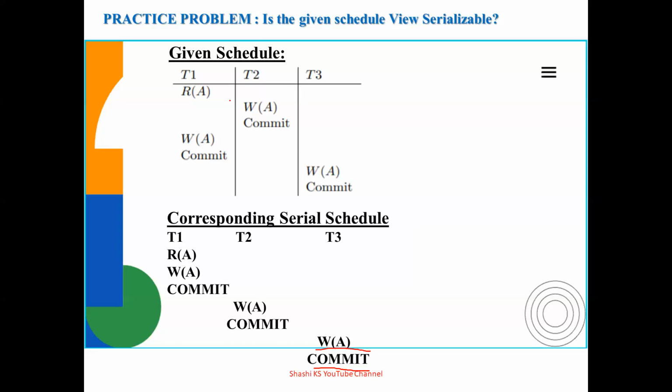So what is the first condition? The first condition is initial read. Who is doing the initial read operation in this given non-serial schedule? I have only one data item here, data item A. So the initial read operation is performed by transaction T1. Check out the serial schedule. Here also the initial read operation is performed by transaction T1 only. So the first condition is satisfied.